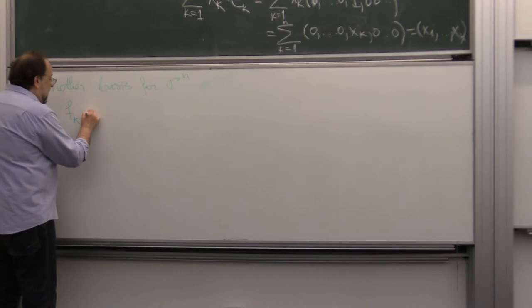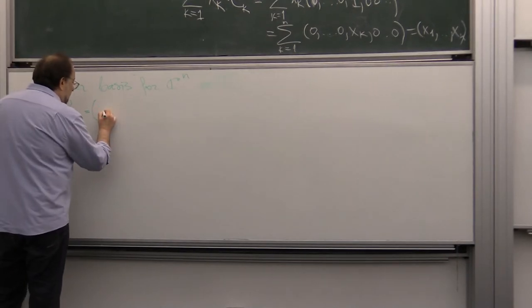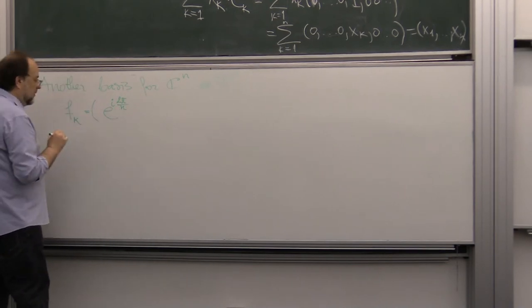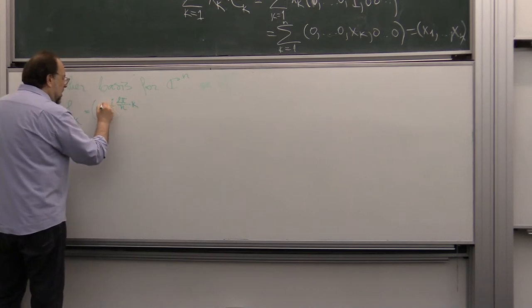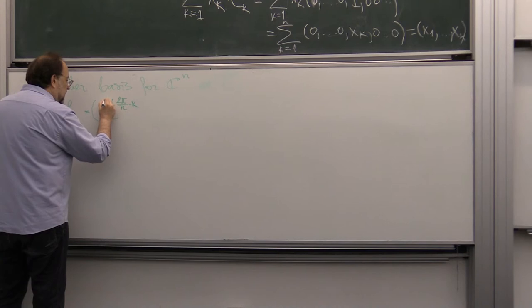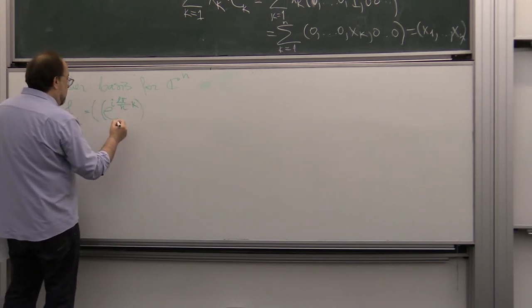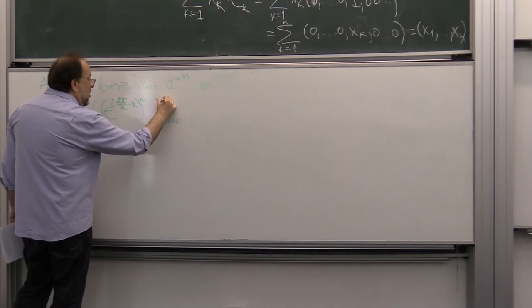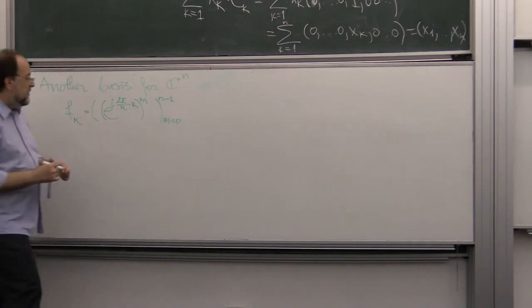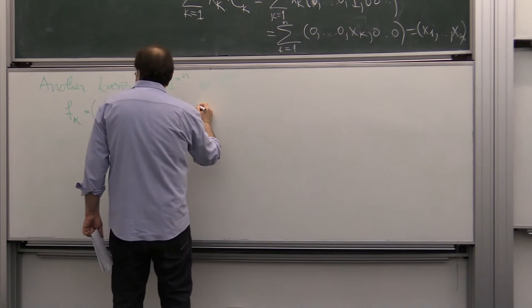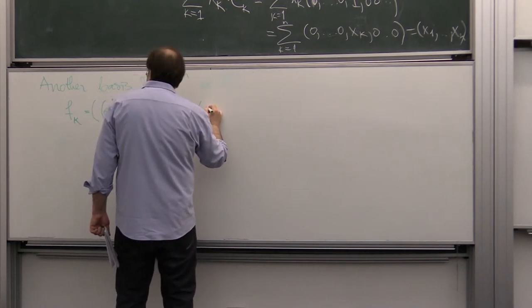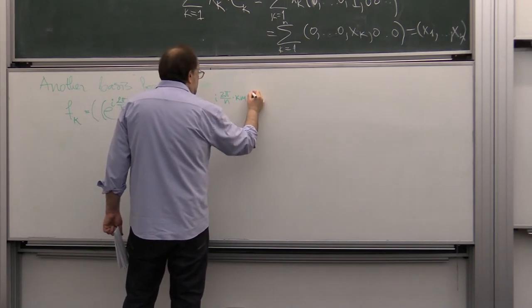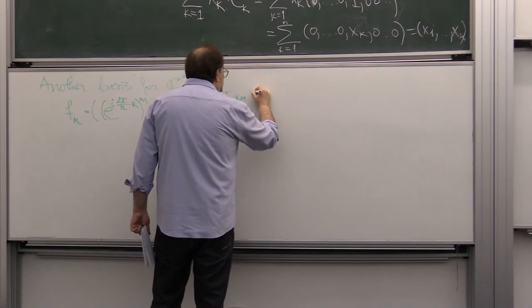So f_k, let it be the following vector: e to the power i 2 pi divided by n times k, and then the whole thing to the power m, where m goes from 0 to n minus 1. What is this? Of course, this is the same as the vector e to the i 2 pi divided by n times km, where m goes from 0 to n minus 1.